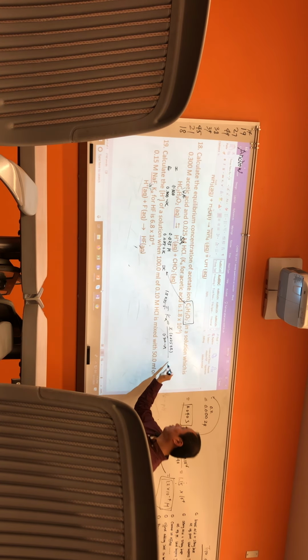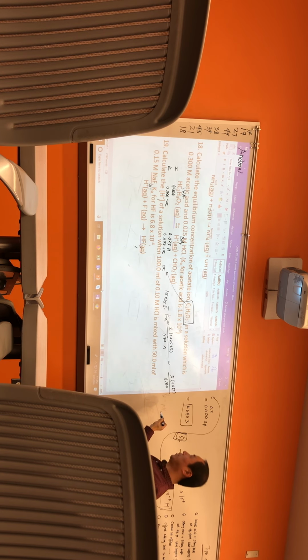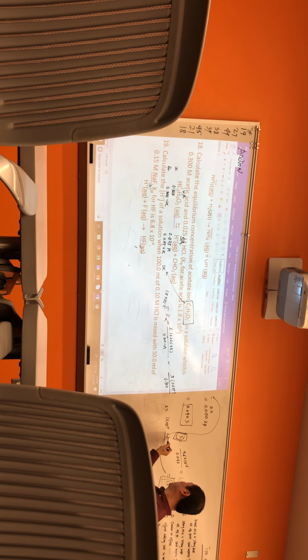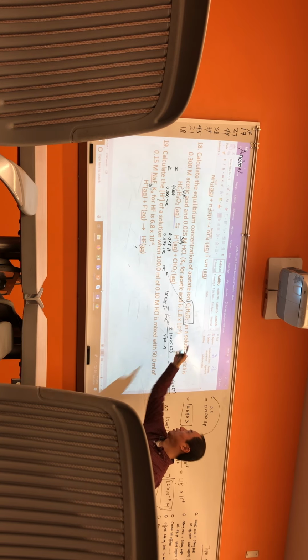So why don't you solve using our approximation? You can just assume x is small compared to that number. So my x is just 1.8 times 0.3 divided by 0.025. That's my x, the acetate ion.